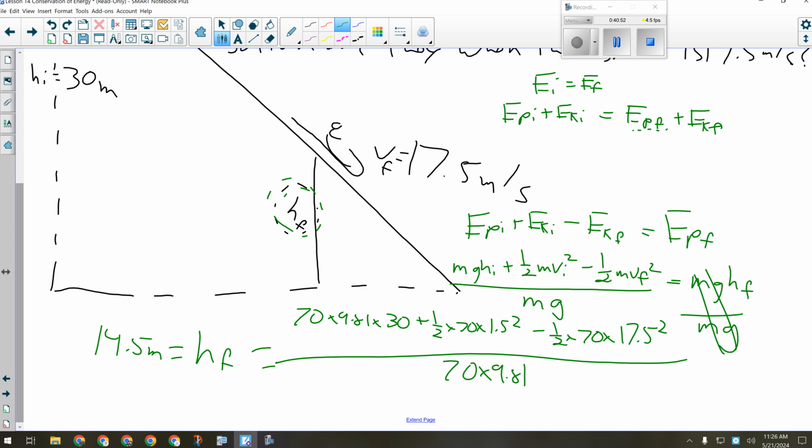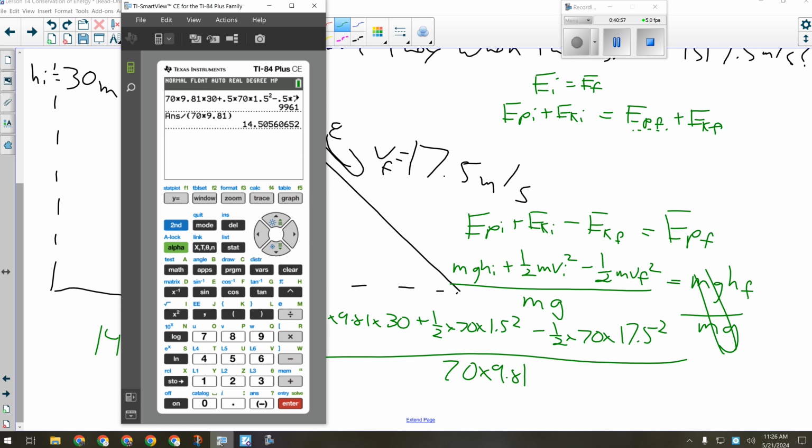Now, I just want to demonstrate to you that if I don't put the mass in there, I get exactly the same number. Okay, so I put 70 in on every one of these. If I just go 9.81 times 30 plus 0.5 times 1.5 squared minus 0.5 times 17.5 squared, okay, and then I divide that by 9.81, I get exactly the same number. Mass cancels, you can take it out of there, or you can leave it in, okay? You will always be given it, however.